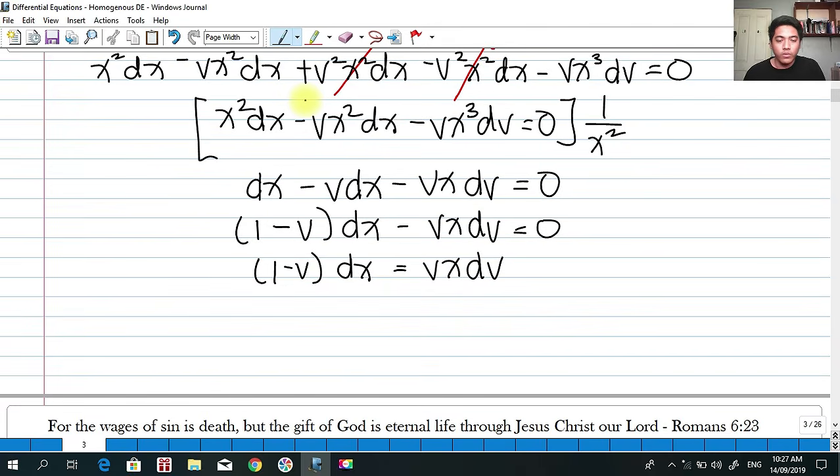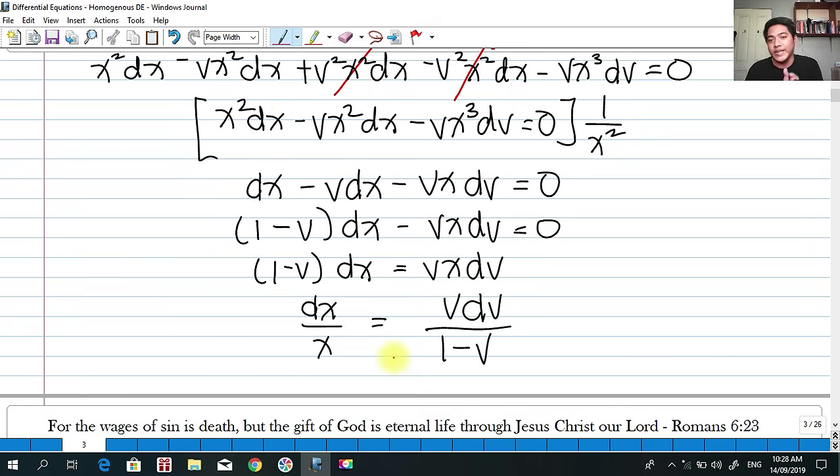So we can now group all terms of v into dv and group all terms of x into dx. I need to eliminate this x on this side of the equation, and I'm going to eliminate 1 minus v on this side. So I have dx over x is equal now to v dv over 1 minus v. That is a variable separable equation. And what is the next step?